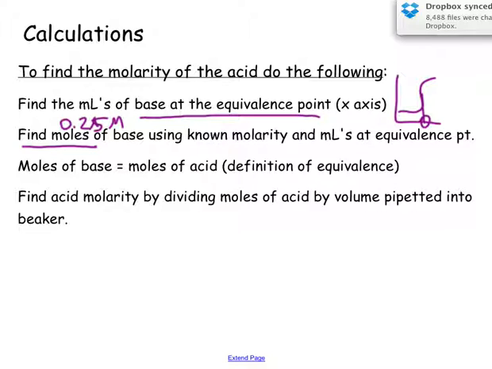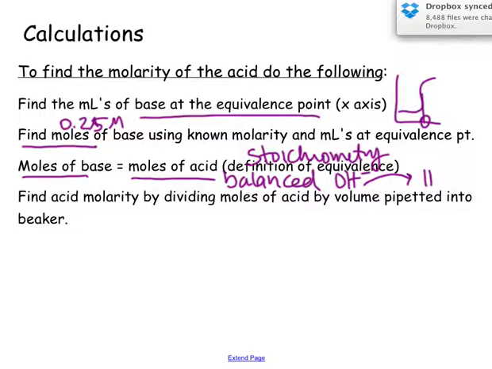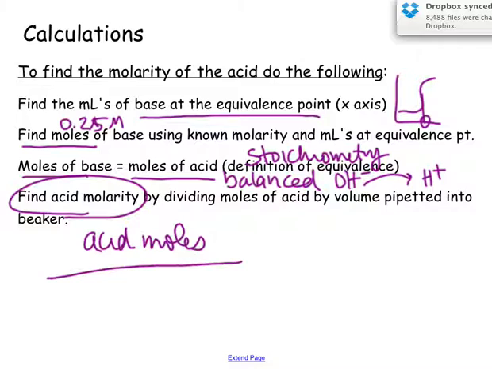Okay? Now, moles of base equals moles of acid, but it's based on the stoichiometry. So what you do here is you use that balanced equation and stoich on over from the base, stoich on over to the acid in the reactants in order to figure out how many moles of acid. So once we find our moles of acid, we take that and we divide by the volume of acid we used originally, which was that 10 mL pipette, right? So that's 0.0100 liters. And that will give you the molarity.